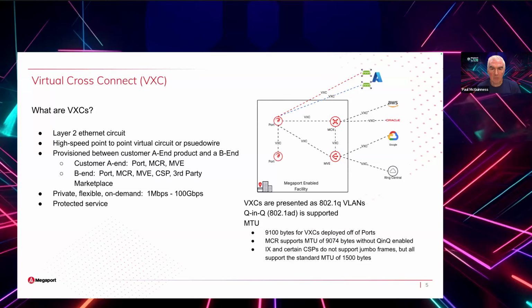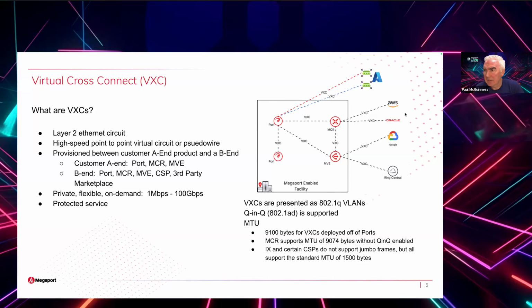So virtual cross connects are basically a layer 2 Ethernet circuit, and they're a high-speed virtual point-to-point circuit or a pseudo wire between the elements on the Megaport network. So you can provision services using VXCs between just about any element on the Megaport network and to third parties like cloud service providers or those third parties on the Megaport marketplace or on our ecosystems, including the AI exchange and the financial services exchange, to name a couple.